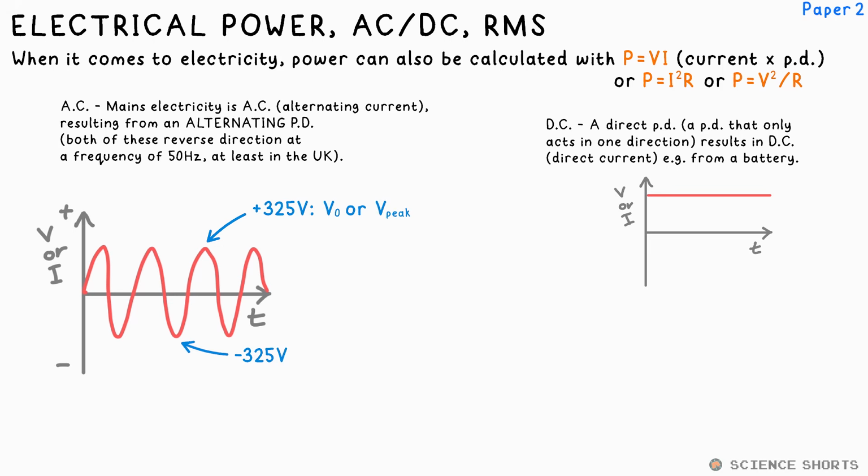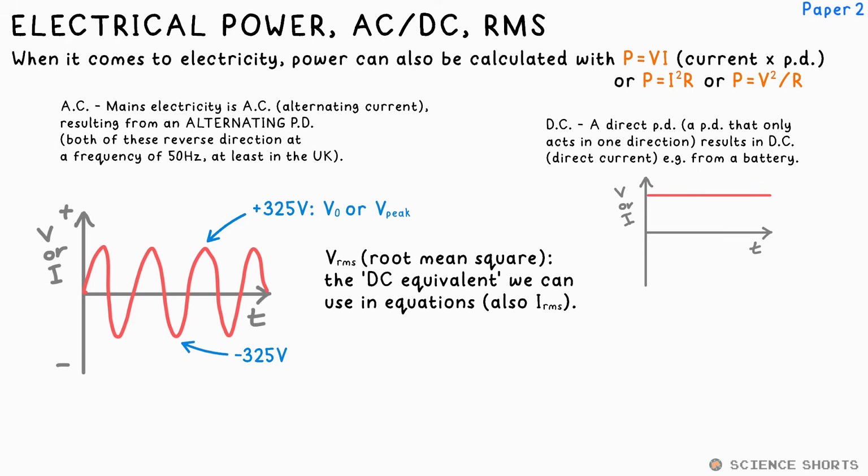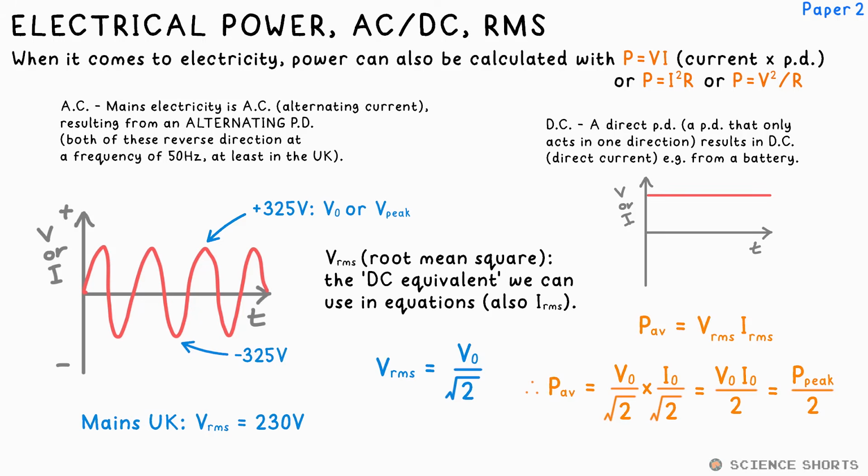However, to do any measurements with AC, we must convert it to a DC equivalent by using root mean square values. To convert from peak voltage to RMS voltage, or VRMS, the conversion factor is root 2. 325 divided by root 2 gives us 230 volts, which you probably know is what UK mains voltage is known to be. It's the RMS value we're given. And it also works for current too. To go from peak power to mean or average power, it's a little bit different.